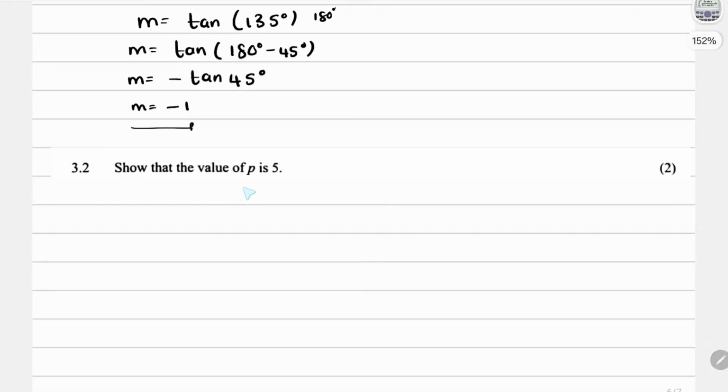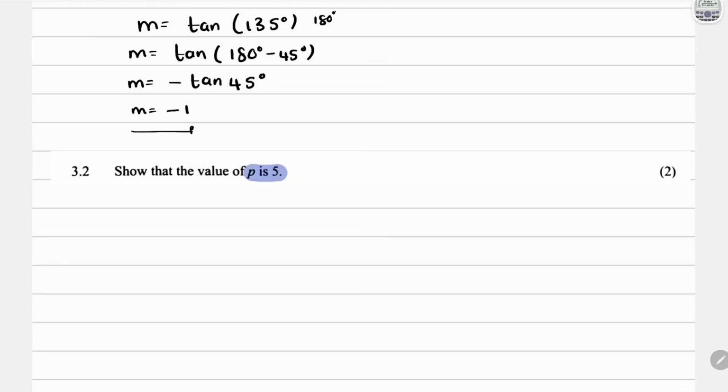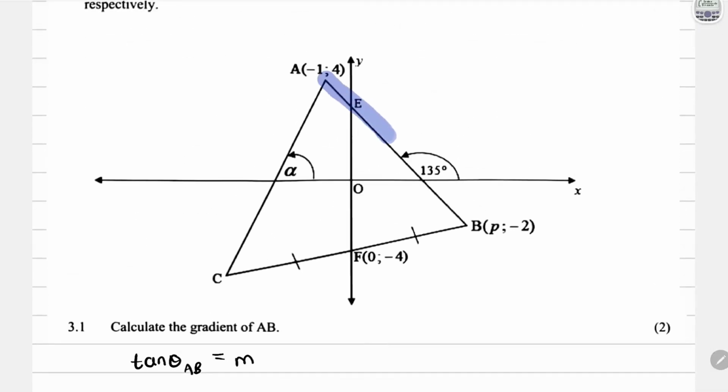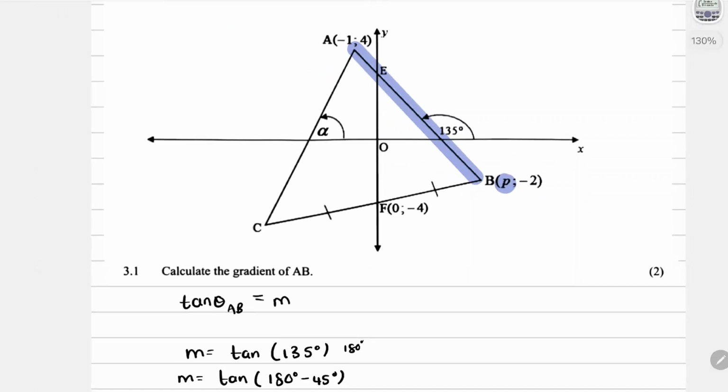Then the next question is, show that the value of P is 5. Very simple. Since we have the gradient of AB, right? Because you see that P comes from this line where AB is. We have the gradient of this line. To find P, all you would have to do is use your gradient formula. It's the only thing missing.